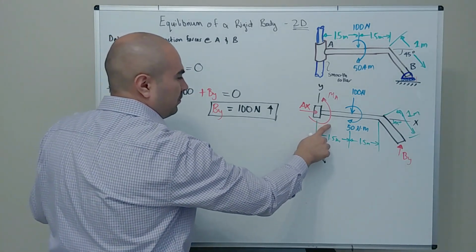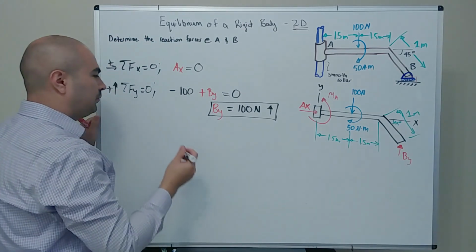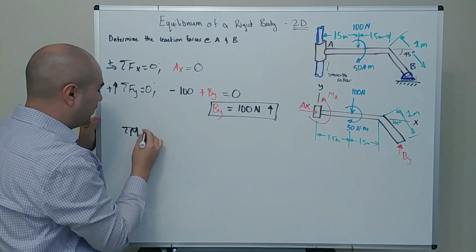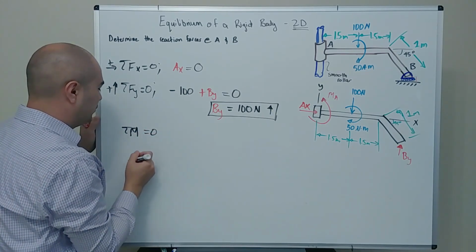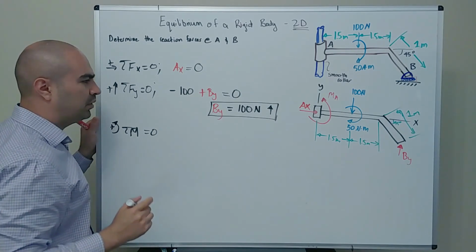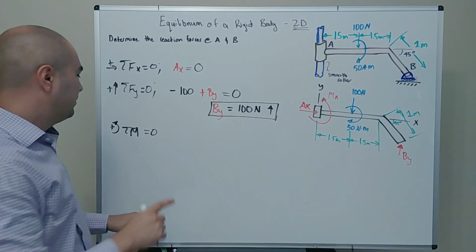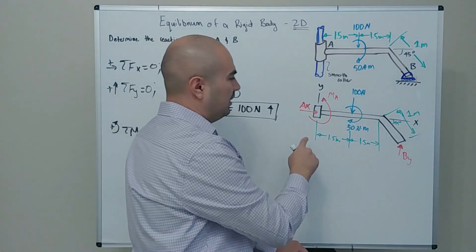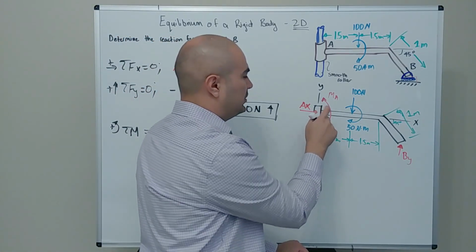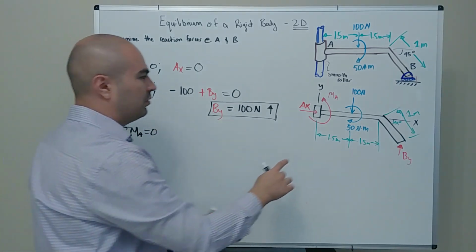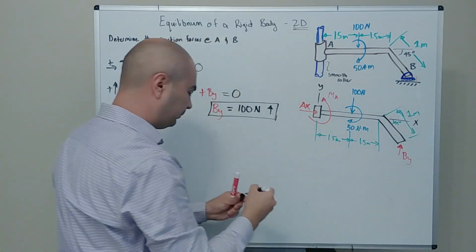The next thing I have to figure out is a moment, right? So to solve for that, I'm just going to sum the moments and make them equal to 0. Any moment that is counterclockwise is going to be a positive one. Remember, when we sum moments, I need to pick a point. In this case, I'm just going to use the origin over here, or point A, which is the same thing. So I'm going to sum the moments relative to point A.